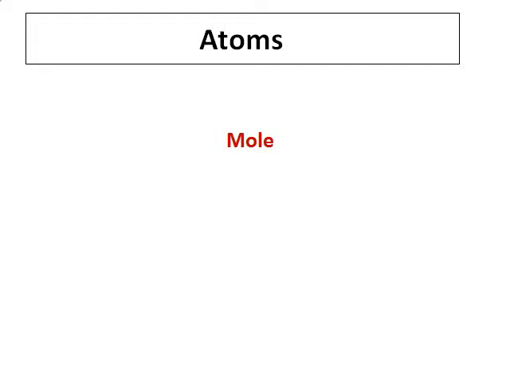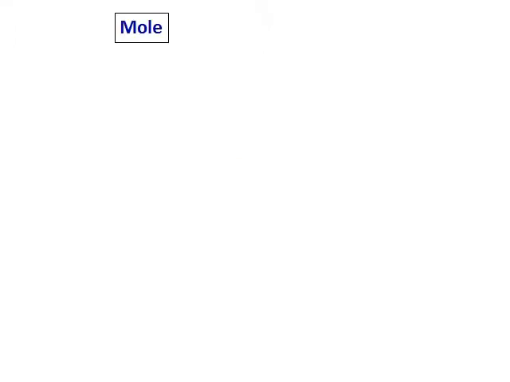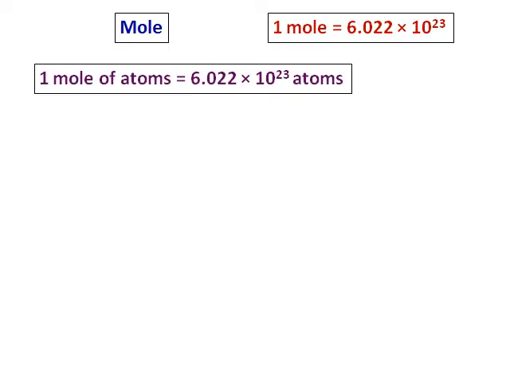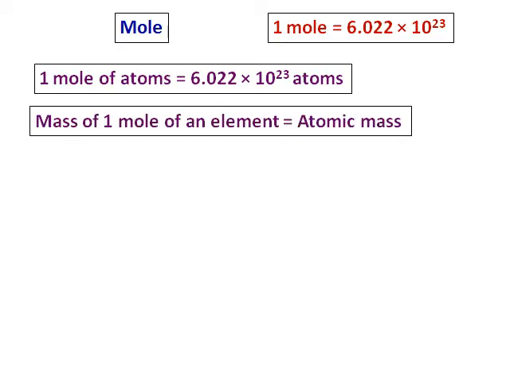So now in this chapter we are going to learn about mole. So what is a mole? Just like a dozen is 12, a mole is 6.022 × 10^23. So if somebody says 1 mole of atoms, that means we have 6.022 × 10^23 atoms.